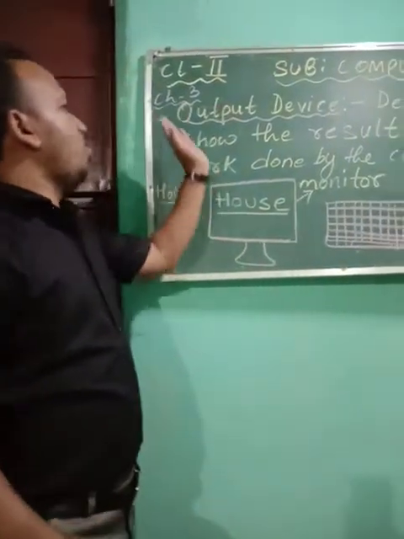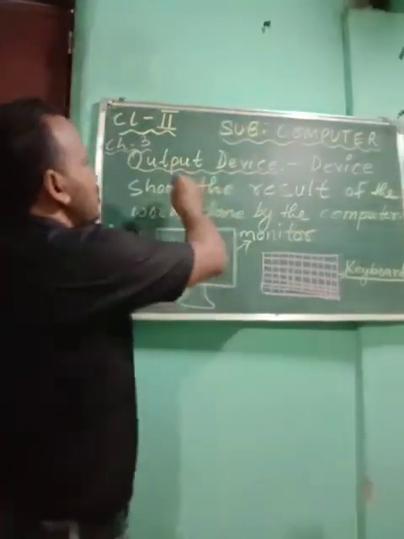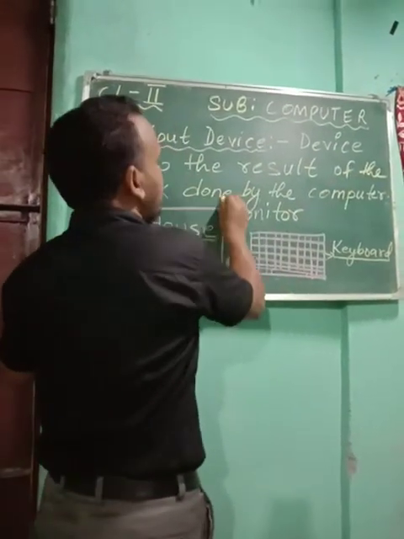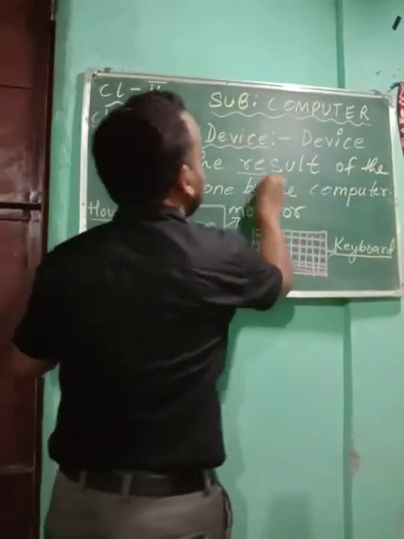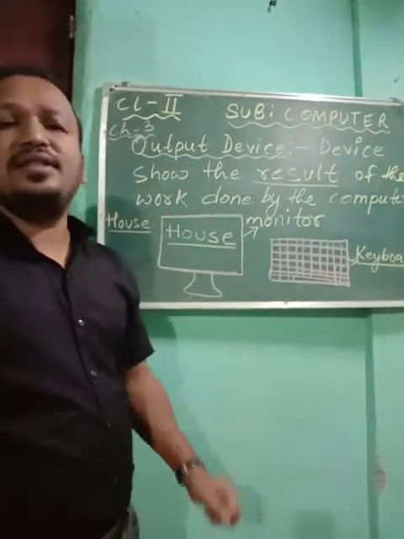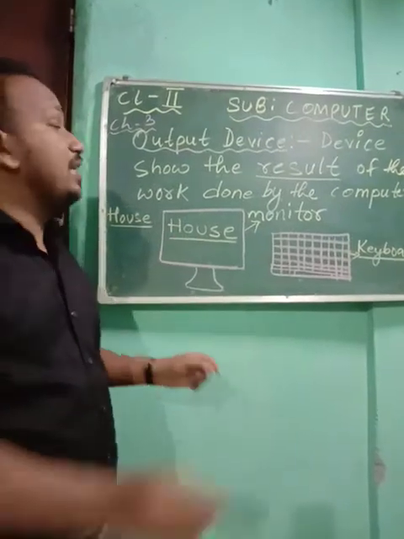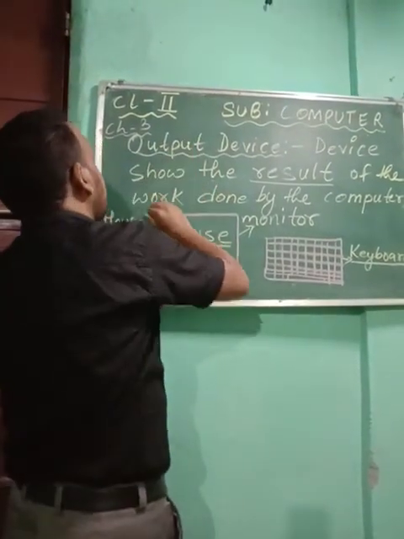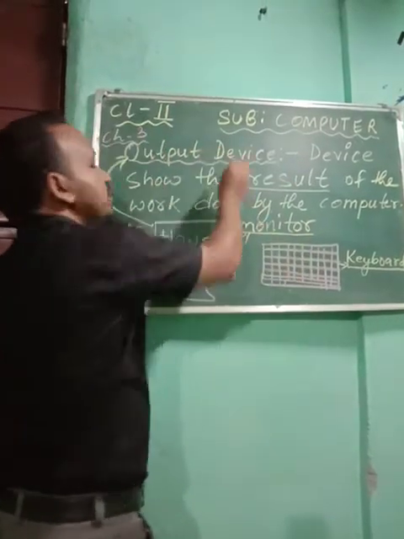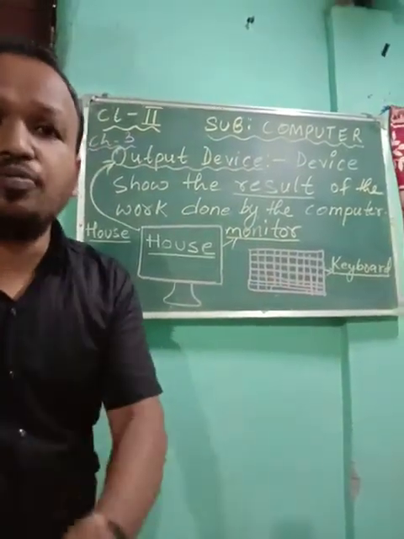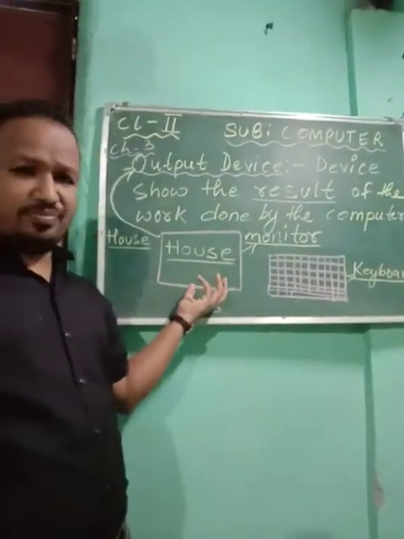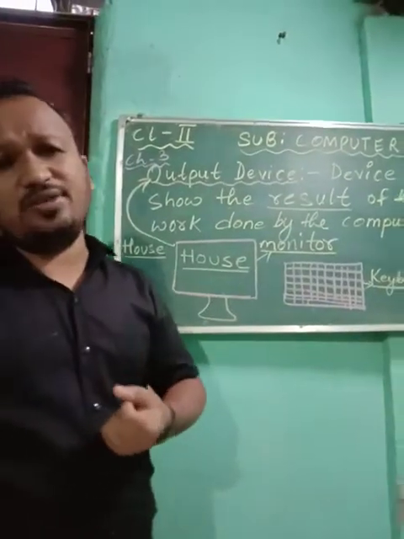Once more we are going to read out the definition. A device shows the result of the work done by the computer. When we do the work and the result is shown, the device which is showing the result is called an output device. That means here the monitor is your output device. Children, the monitor is giving us the result. That's why the monitor is called an output device.